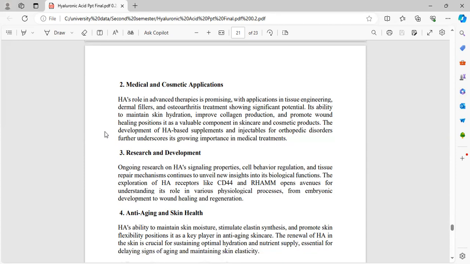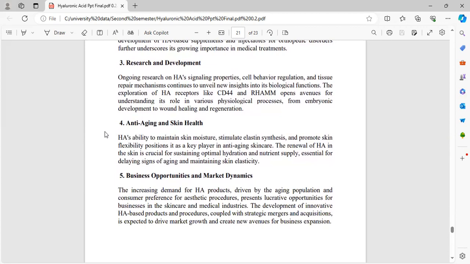The third one is research and development. Ongoing research on hyaluronic acid's signaling properties, cell behavior regulation, and tissue repair mechanisms continues to unveil new insights into its biological function. The exploration of hyaluronic acid receptors like CD44 and RHAMM opens avenues for understanding its role in various physiological processes, from embryonic development to wound healing and regeneration.